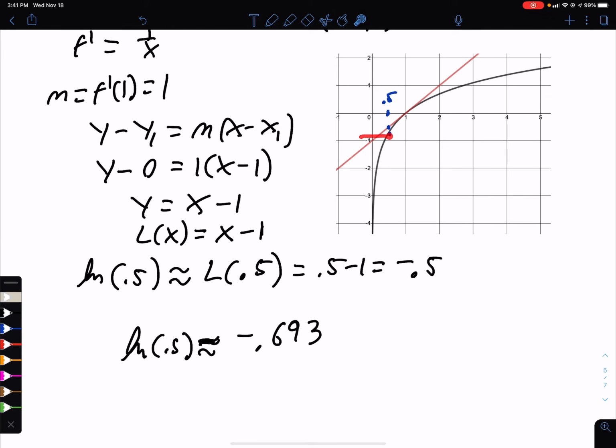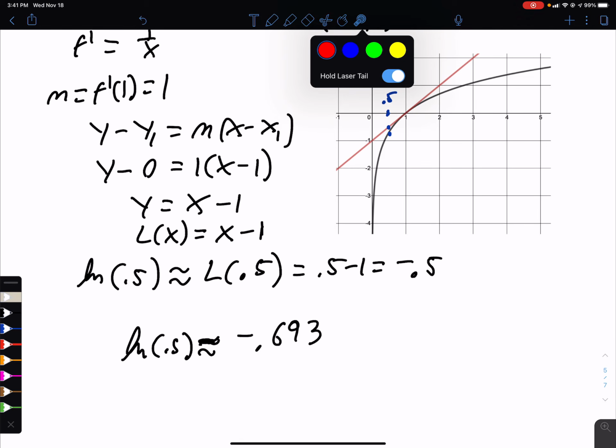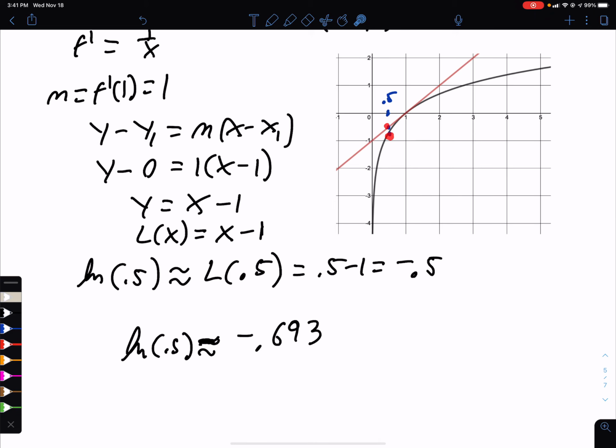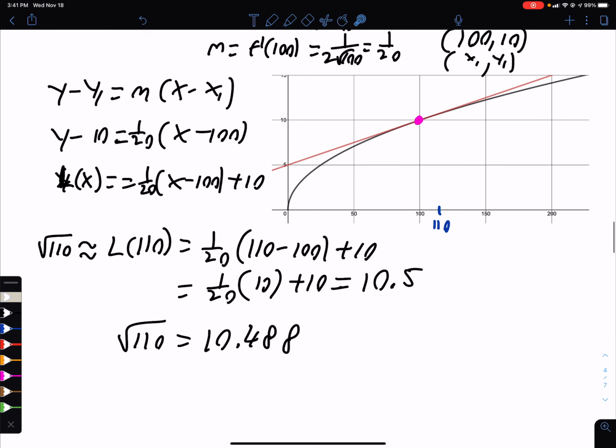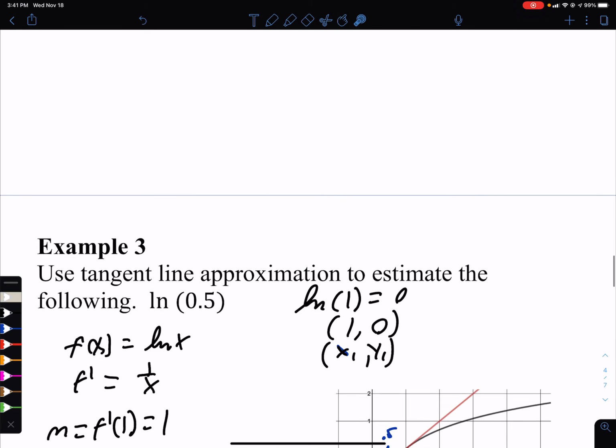The actual value is way lower, negative 0.693. But again, there's a big error here because I'm pretty far from 1, and you can see that there was going to be an error. And just a side note, notice our estimate is above the actual value, bigger. So that's bigger than that. Just a note that we're going to take a look at later. And again, our approximation here, the red line is above the black line, so our estimate is going to be bigger than the actual value.